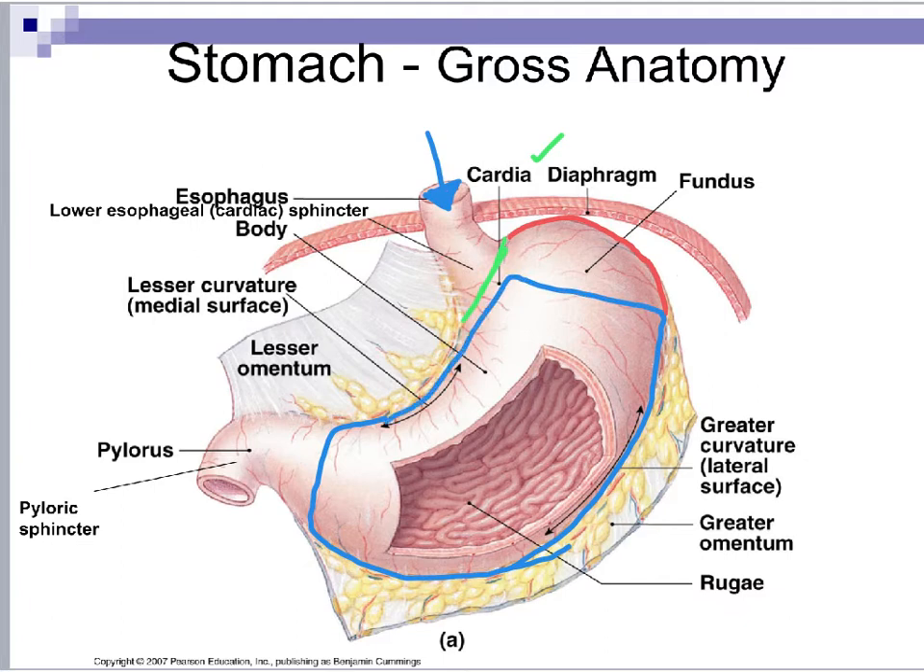So I guess all of this would be the body right here. And then the distal-most portion of the stomach is a region where you see it begins to narrow, and that's called the pylorus. So those are the three main regions of the stomach. Let me go ahead and erase this because I've drawn too much all over it.